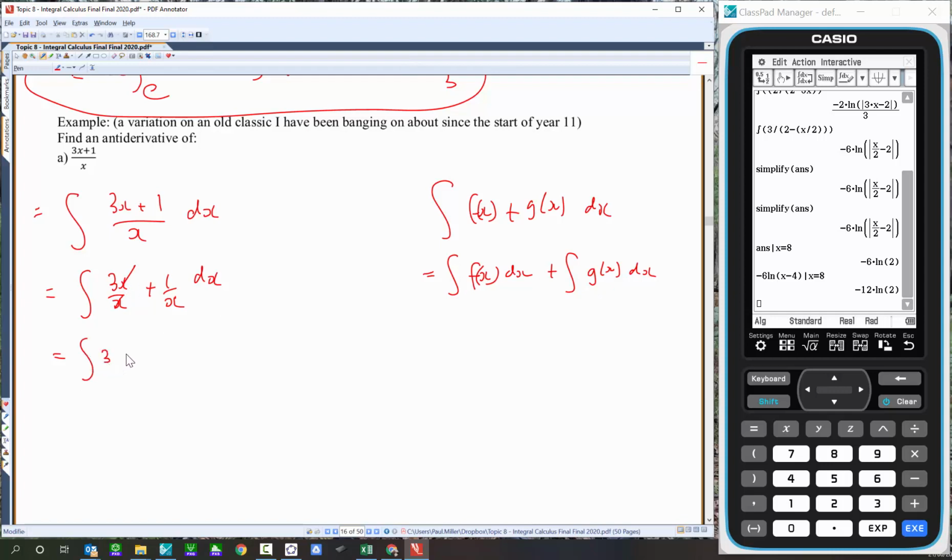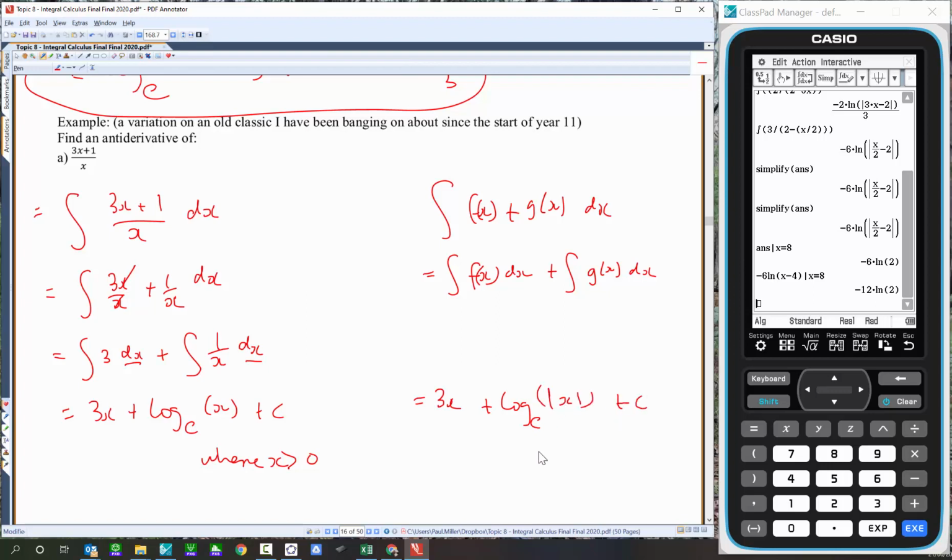So integral 3 dx plus integral 1 on x dx. Don't forget those two dx's there. Right, when I integrate 3, I'm just going to get 3x, and when I integrate 1 on x, I'm going to get log e x plus c, where x is greater than 0. Another variation equals 3x plus log e absolute value of x plus c, where x can't be 0.